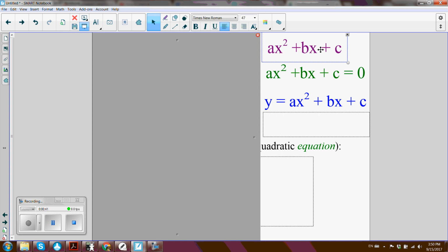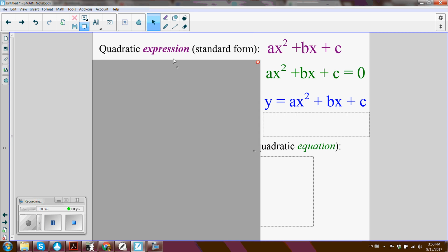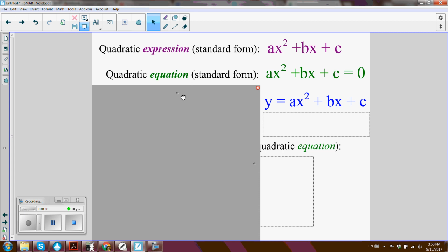And we call this, it's quadratic something. Hopefully, I'm impressed for people who know this. It's called a quadratic expression. And this expression is written in standard form. Now, when we set the quadratic expression equal to 0, since we have an equal sign now, we now have a quadratic equation in standard form.